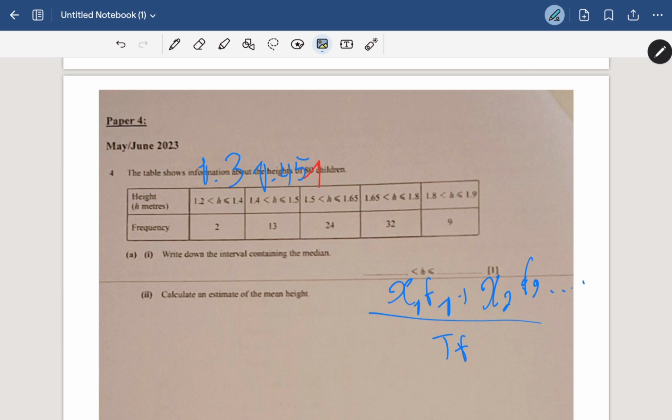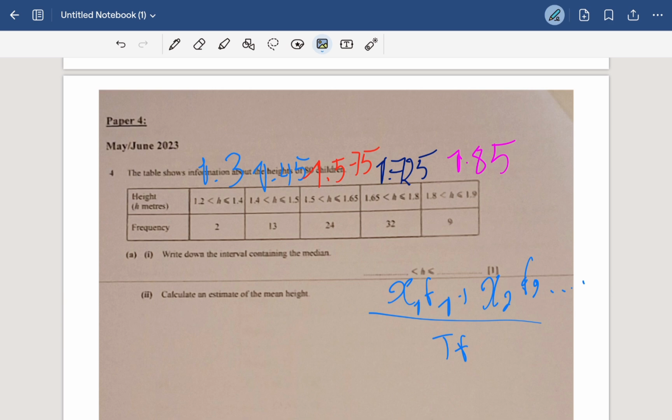This one is 1.575. Then this one is 1.725. Okay, this is 225. And then finally this one over here is 1.85. Then we're gonna do the mid-interval, so 1.3 times its frequency 2, plus 1.45 times its frequency 13, plus 1.575 times its frequency 24, plus 1.725 times its frequency 32, plus 1.85 times its frequency 9. Now divided by the total frequency, which is 80.